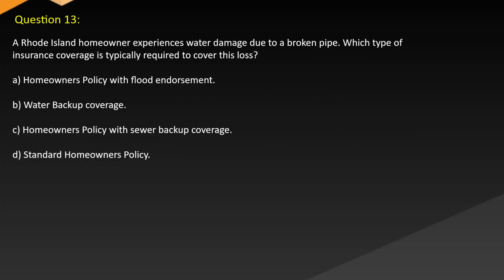Question 13. A Rhode Island homeowner experiences water damage due to a broken pipe. Which type of insurance coverage is typically required to cover this loss? A. Homeowner's policy with flood endorsement. B. Water backup coverage. C. Homeowner's policy with sewer backup coverage. D. Standard homeowner's policy.